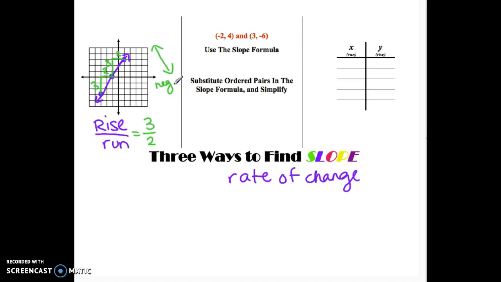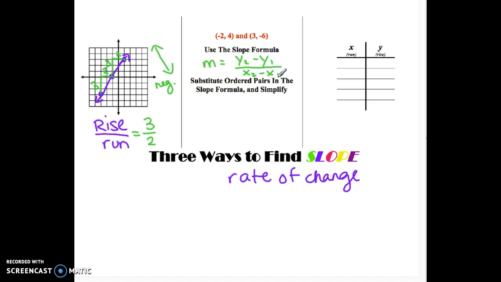Okay? If you are given two ordered pairs, the easiest thing to do is use the slope formula. The slope formula looks complicated. It says m, which stands for slope, equals y sub 2 minus y sub 1, all divided by x sub 2 minus x sub 1. But this really just means the same thing. We are subtracting our y's on the top and subtracting our x's on the bottom to find rise over run.